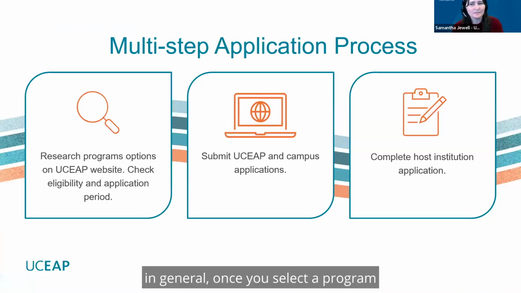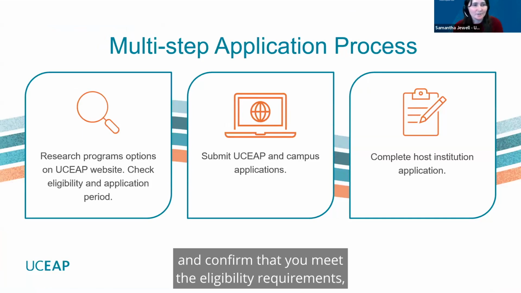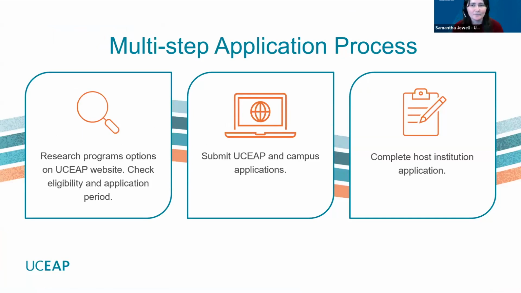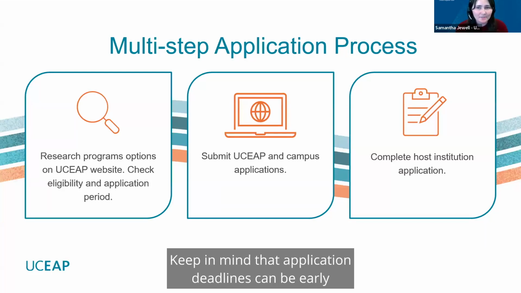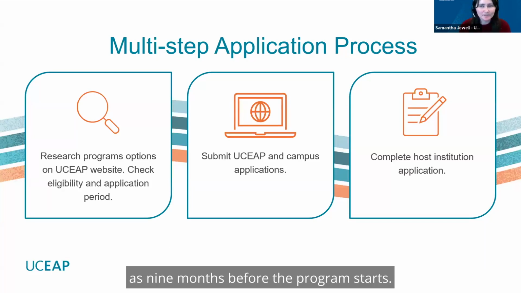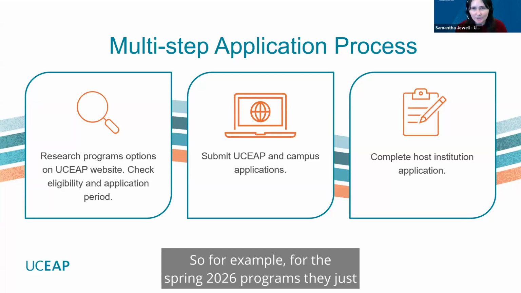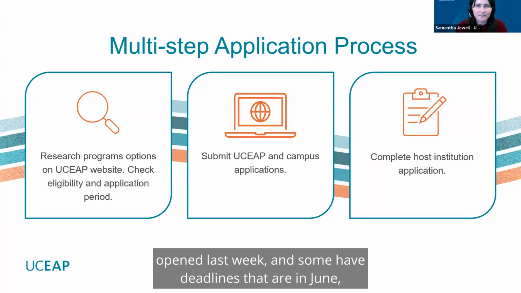In general, once you select a program and confirm that you meet the eligibility requirements, look at the application open dates and deadlines so that you know when you need to apply. Keep in mind that application deadlines can be as early as 9 months before the program starts. So for example, the spring 2026 programs just opened last week, and some have deadlines in June.